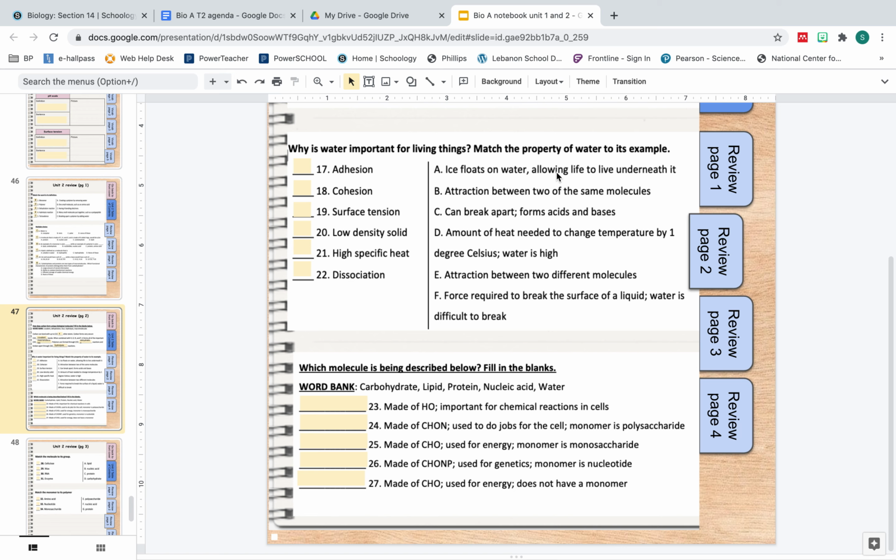Page 3, just 2 short matching sections. Match the molecule to its group. Which one of those is a lipid? Lipids don't like water. So which one, if you put water on it or mixed water with it, it wouldn't mix together? Would be wax.